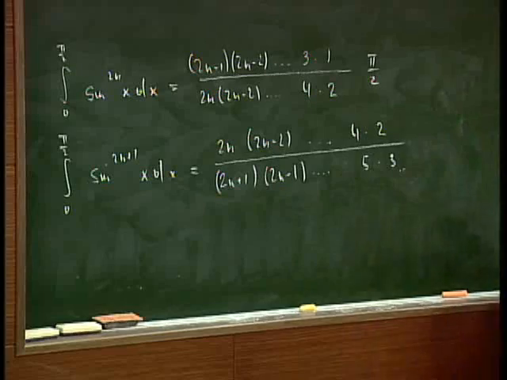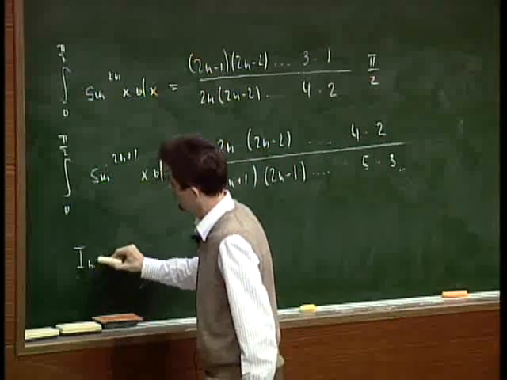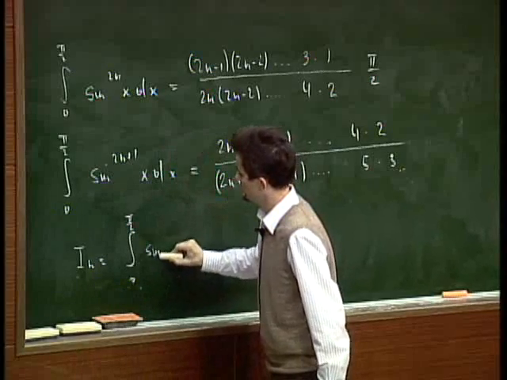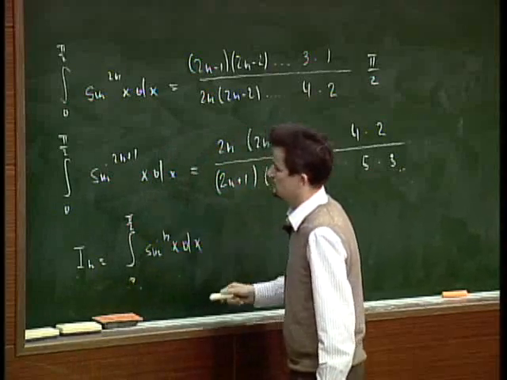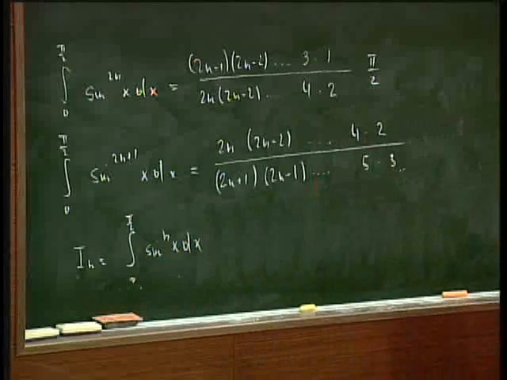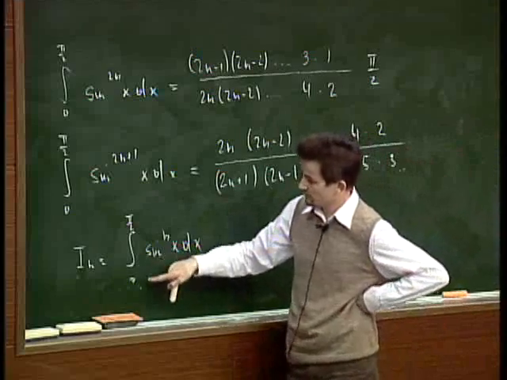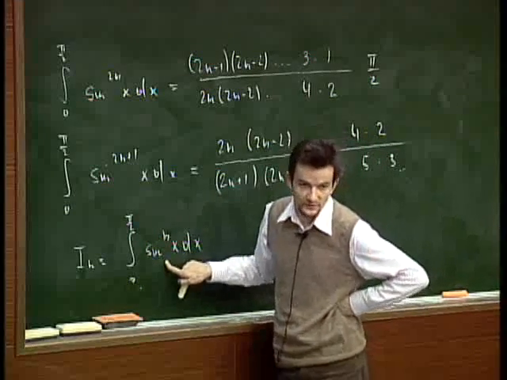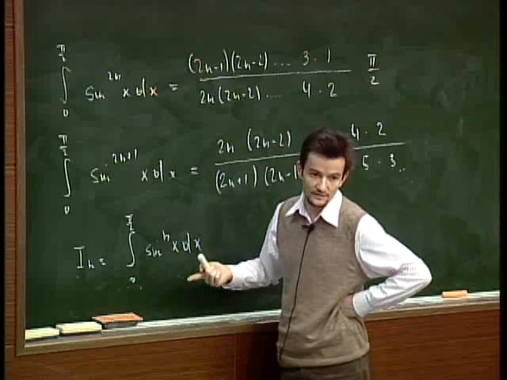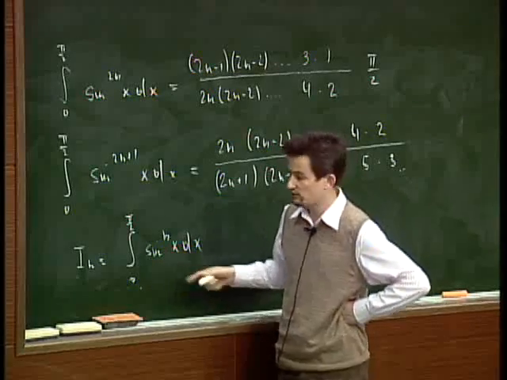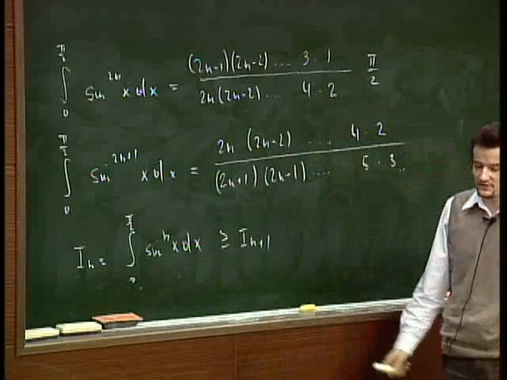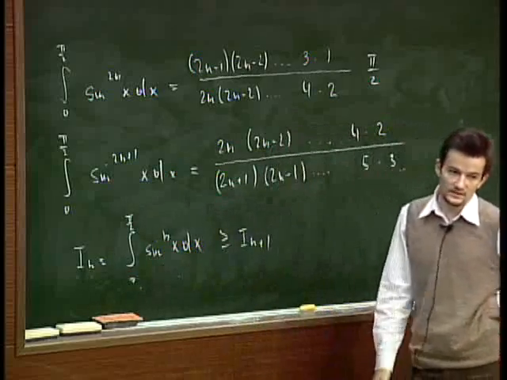Okay, now let's define the integral from 0 to pi half of sine to the nx dx. So let's call this integral here I_n. Now what you see is, because in this range the sine is positive and smaller or equal than 1, if you replace n by n plus 1, you will make this even smaller. So this is certainly larger than I_{n+1}. So this sequence here is decreasing.